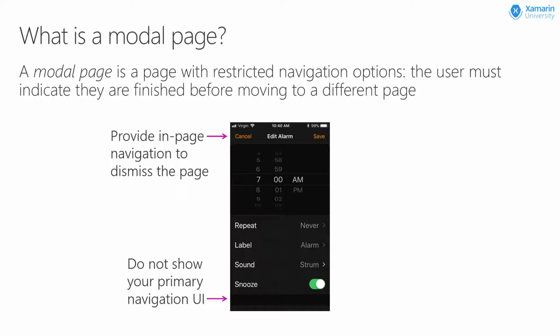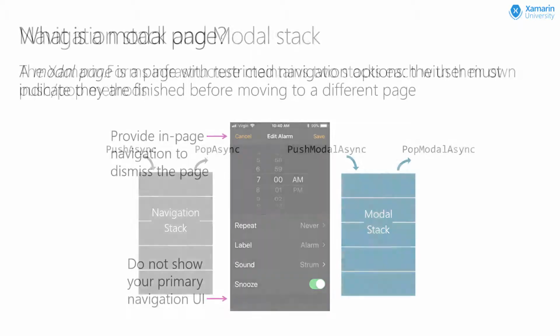And in the case of mobile platforms, again, that existing navigation UI is hidden. So in this example, the iOS clock application uses tabs to navigate between sections, but the tabs are not available, and they're not even visible when editing an alarm. We don't want the user leaving this page without pressing save or cancel.